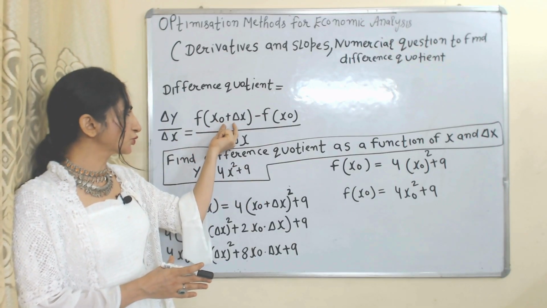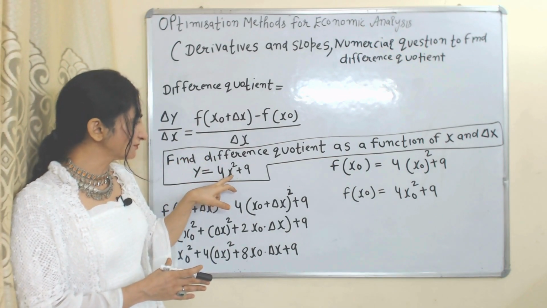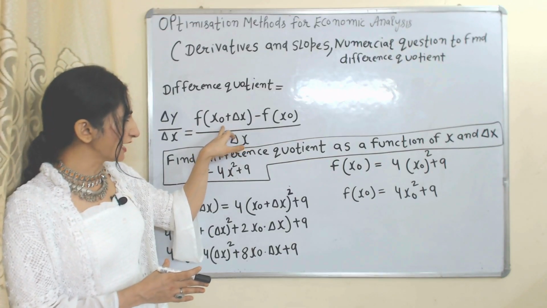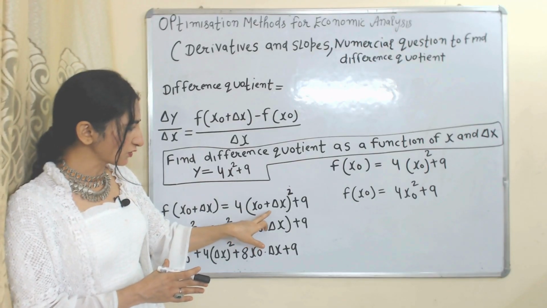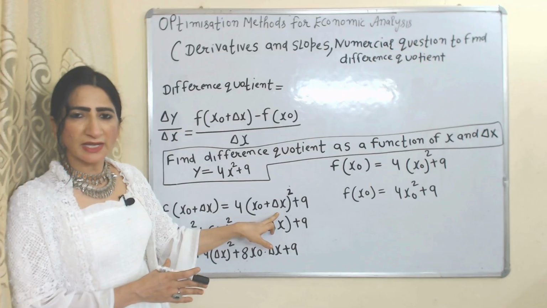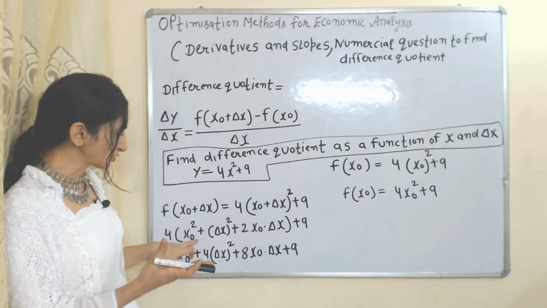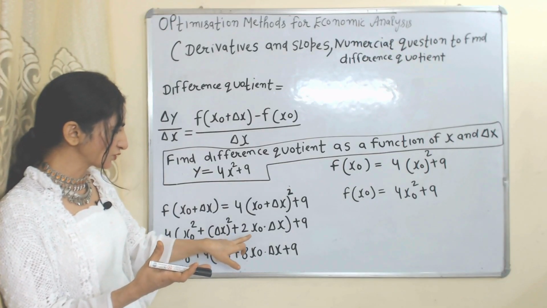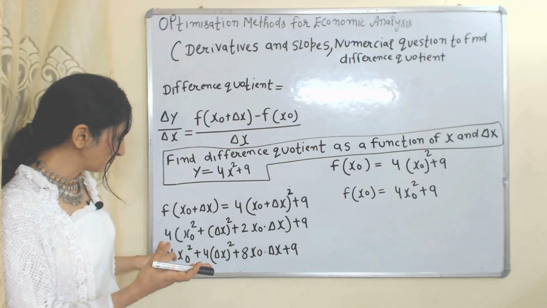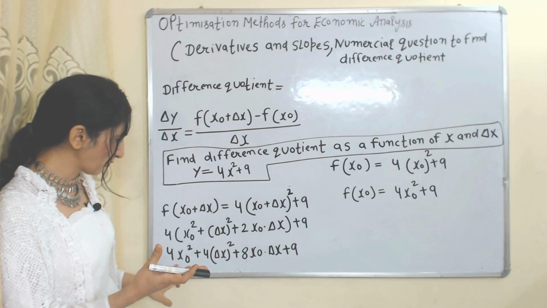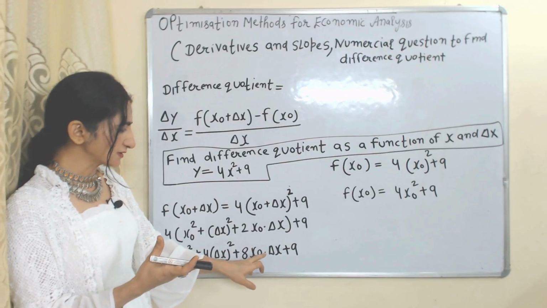In this formula, this one and this one are basically our x. That's why first of all in this equation, in place of x, we will put x naught plus delta x. Now we will do a plus b whole square. It will become equal to x naught square plus delta x square plus 2x naught into delta x, plus 9. Now we multiply 4 inside, it will become equal to 4x naught square plus 4 delta x square plus 8x naught into delta x plus 9.